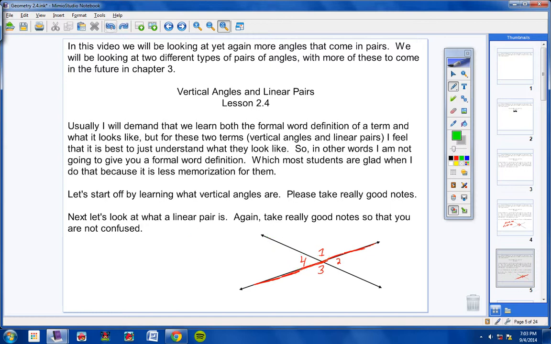So going back to this original diagram here, it looks like 1 and 4. Let's write this down, students, okay? Angles 1 and 4 are a linear pair. All right, I'm going to quickly copy that so I have that.